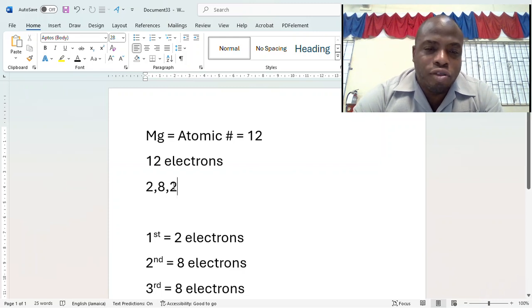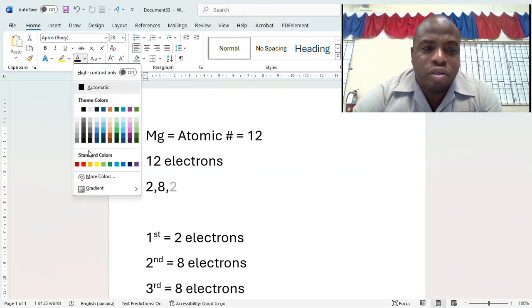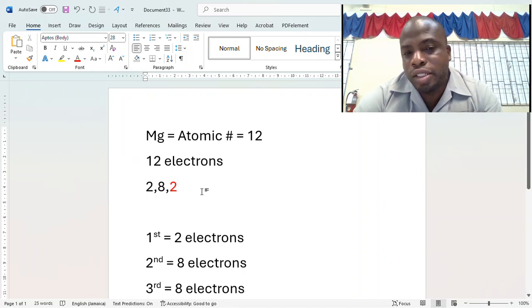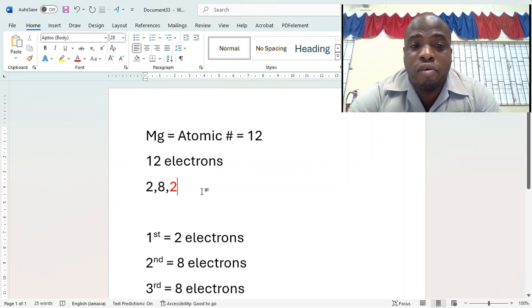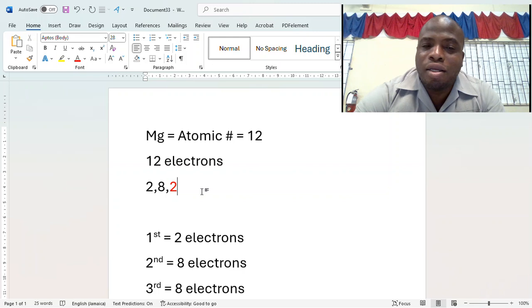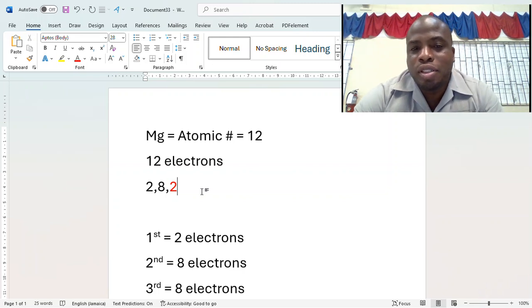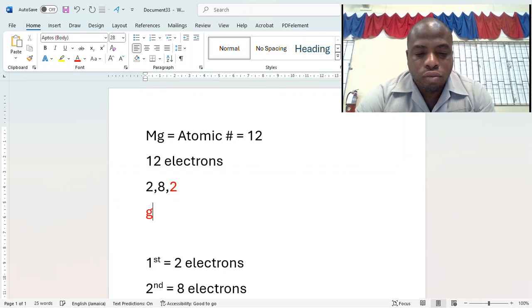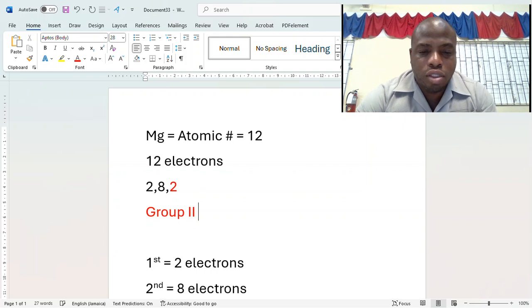Now when we see this 2, as I said before, this represents the valence electrons. So there are 2 electrons in the outer shell of magnesium, which can help you because this number tells you the group that magnesium is in. And so the group is group 2. So magnesium is in group 2. And we use Roman numerals.